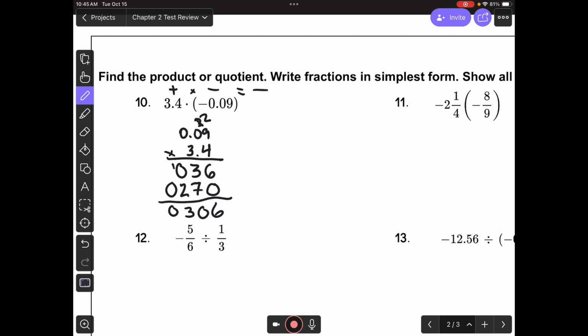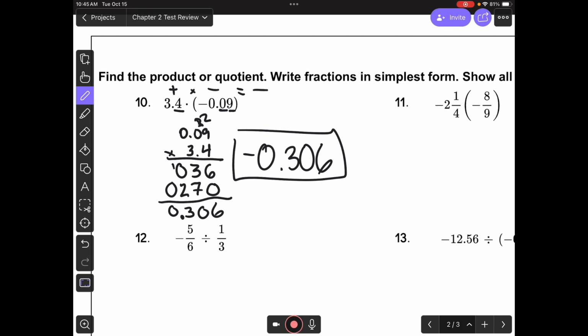To determine where that decimal point goes, I look how many digits are after decimals. There's 3 of them, so I make sure my answer matches. Okay, we also said it was positive times a negative, and my answer should be negative, so negative 306 thousandths is my answer.